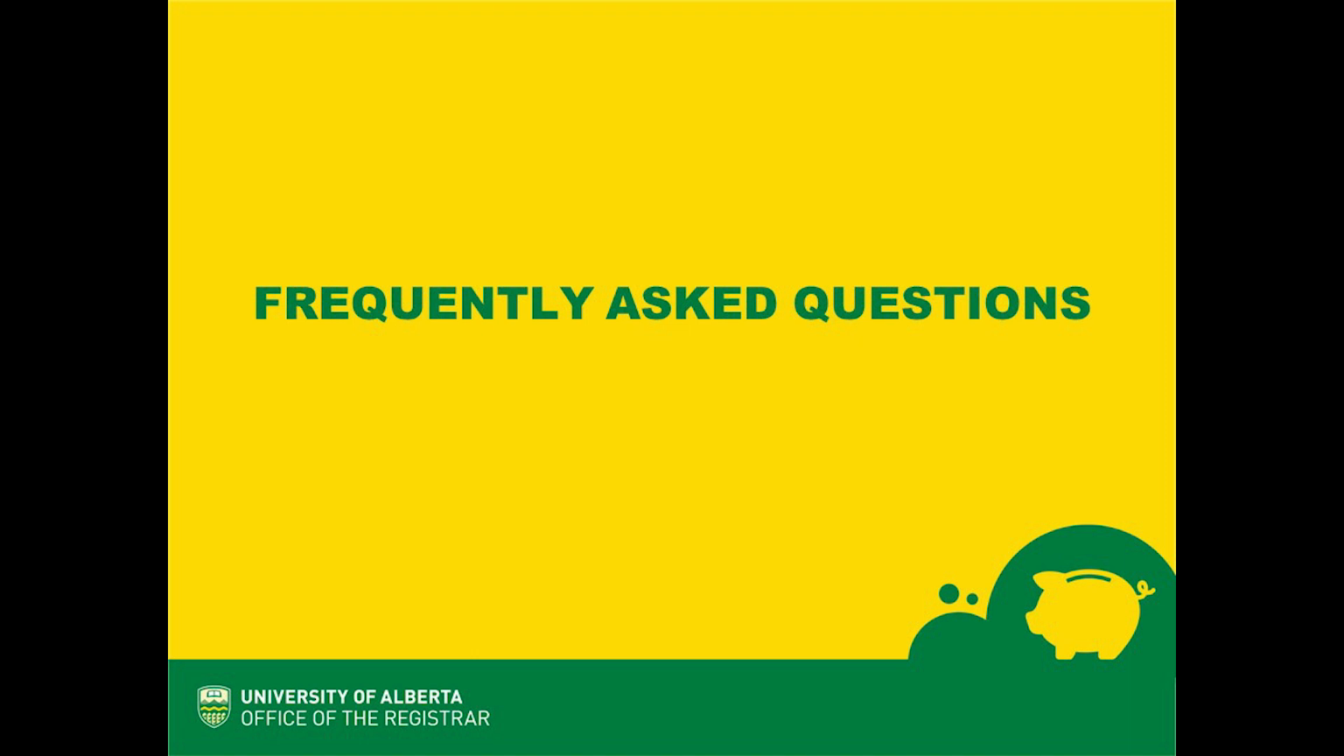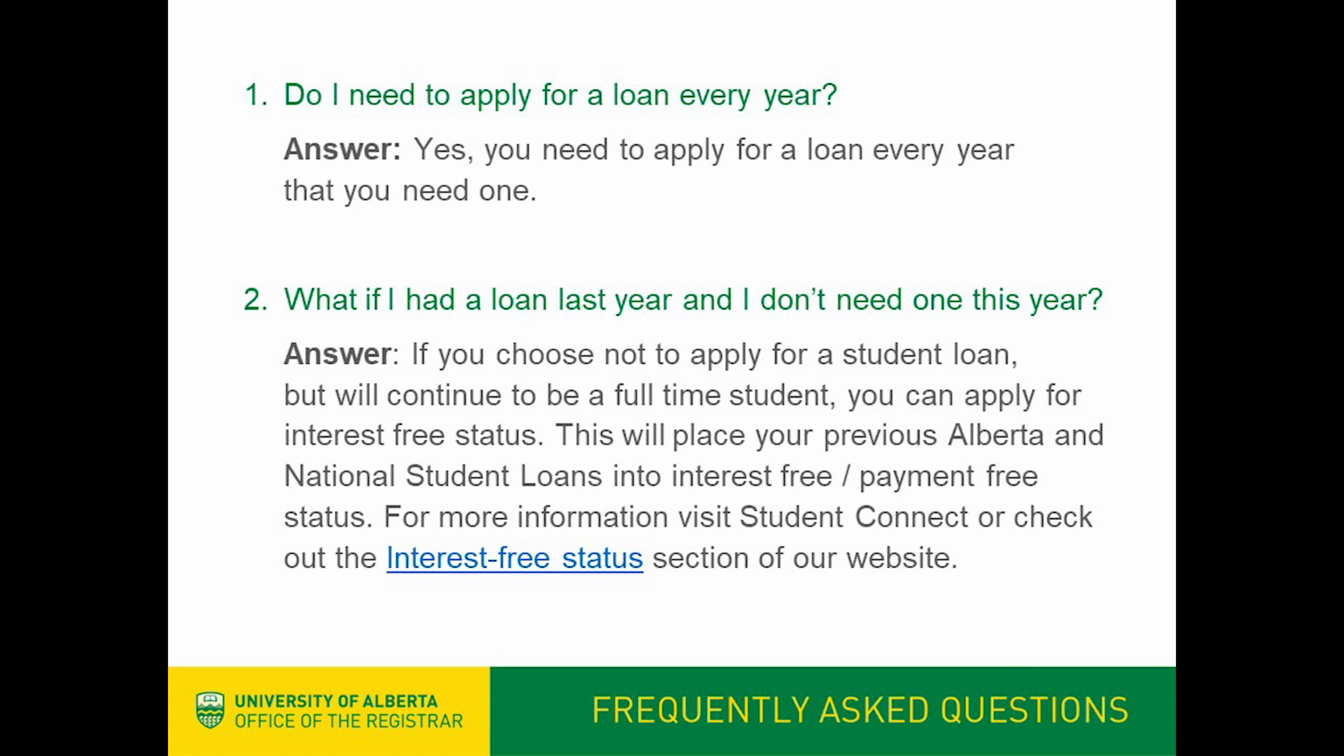Now, just to review some quick, frequently asked questions before we start on the application section. Number 1, do I need to apply for a loan every year that I need one? Yes, you will need to apply for a loan every year that you need one. Alberta Student Aid doesn't know that you need a loan every year of your program.